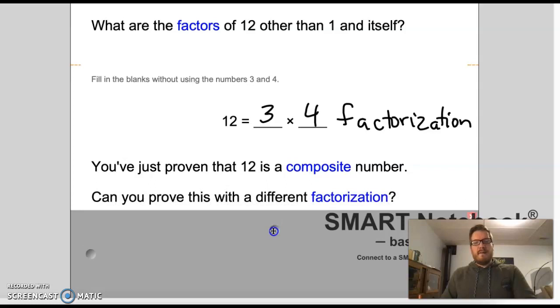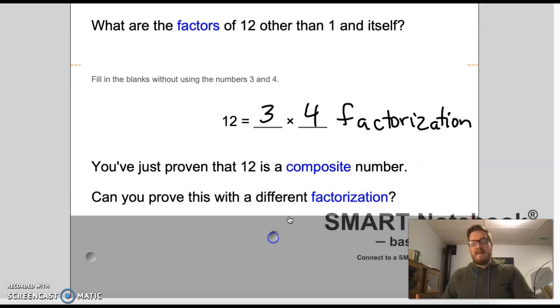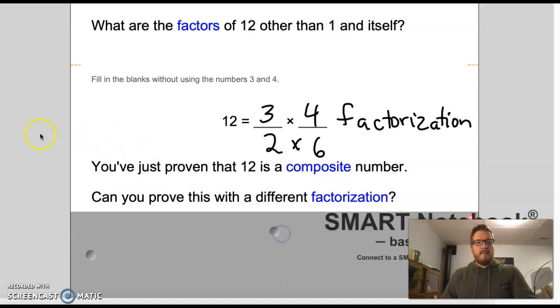So we've also just proven that 12 is a composite number. Could we prove this with a different factorization? Yes, we probably could have done 2 times 6. Right? And so those three number pairs, 12 and 1, 3 times 4, and then 2 times 6, are all factorizations of 12.